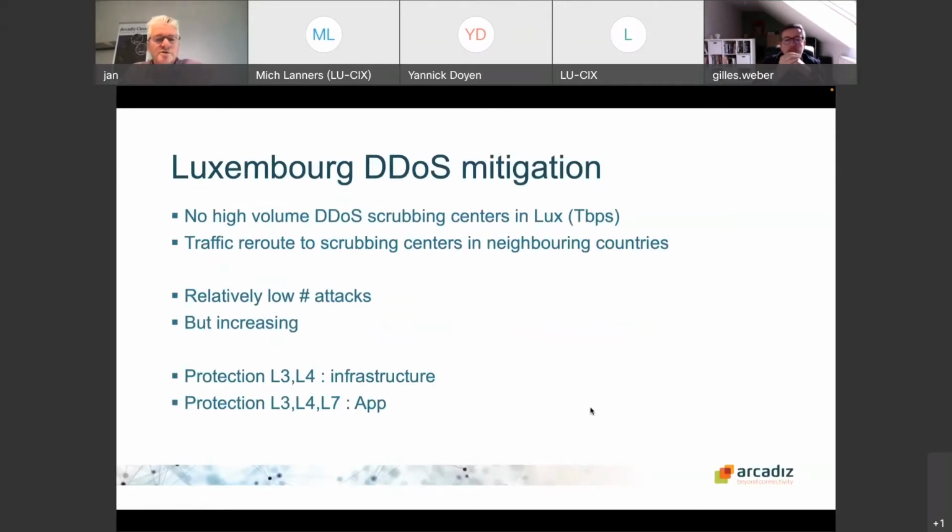So in Luxembourg, for the moment, there are no real big scrubbing centers. And I mean with that, no scrubbing centers who can pull off terabits of mitigation needs. So therefore, once the attack is really big, most people should pay attention and reroute their traffic towards a neighboring country. The good news is there are a relatively low number of attacks in Luxembourg for the moment, but they are increasing. And in fact, what can be protected is infrastructure, that's what we call layer 3 and layer 4 protection, or applications, and that's what we call up to layer 7 protection.